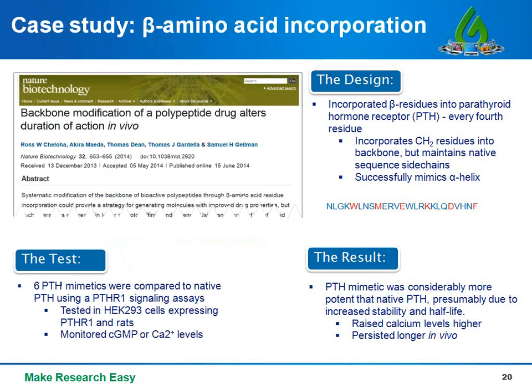The results suggested that the prolonged half-life of the PTH analog may prolong PTHR1 signaling, thereby reducing the need for pulsative administration of PTH-based drugs.